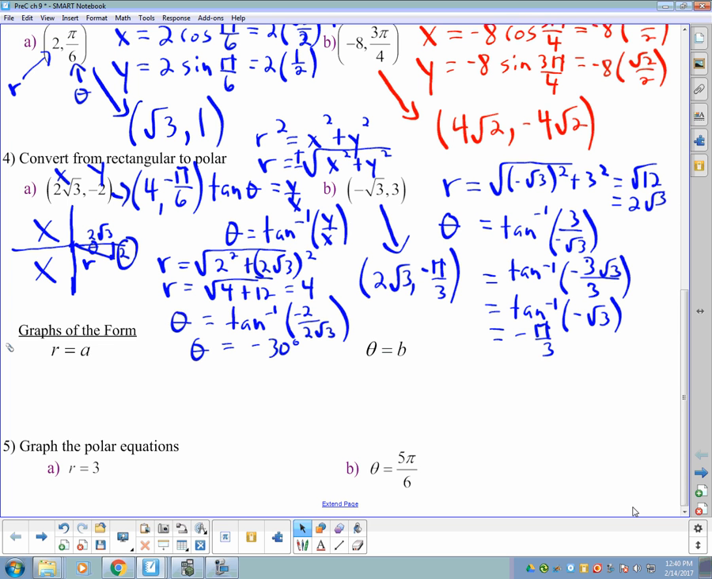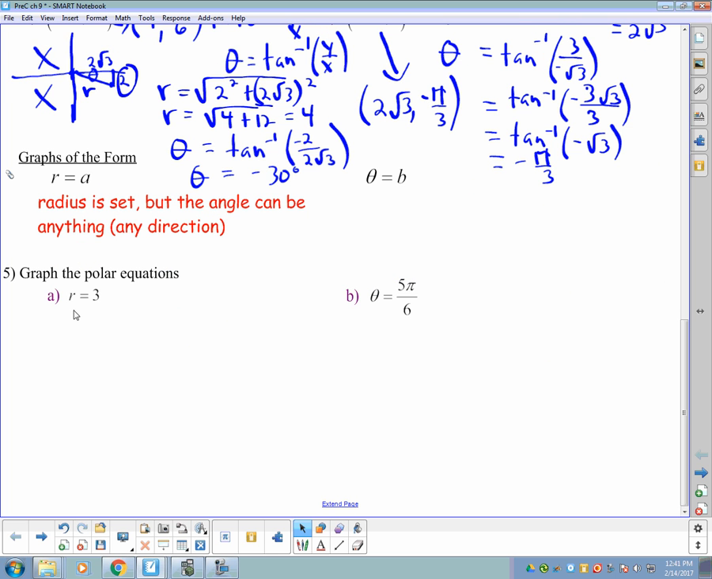All right, just a little bit about graphs. What does the graph of r equal a look like, do you think? What does r represent? Radius. Yes. So if all I give you is a radius, what kind of shape will you end up with when you graph it? A circle, yeah. So radius is set, but the angle can be anything. So r equals 3.